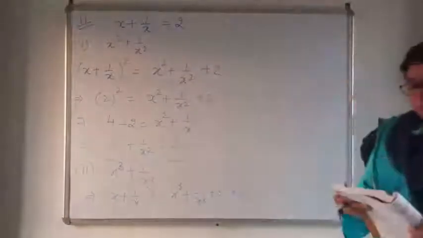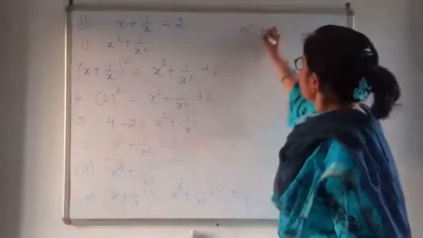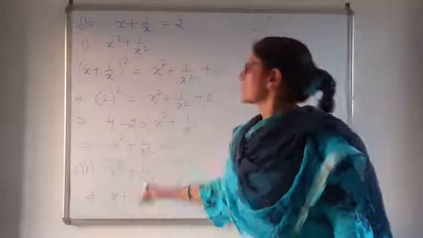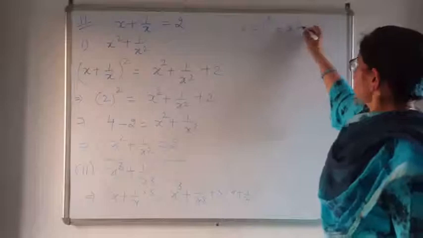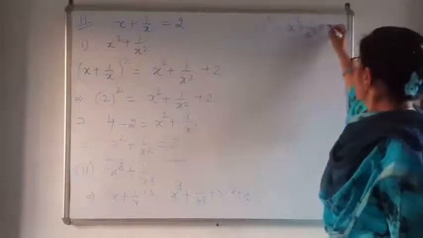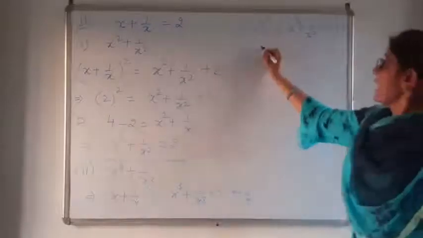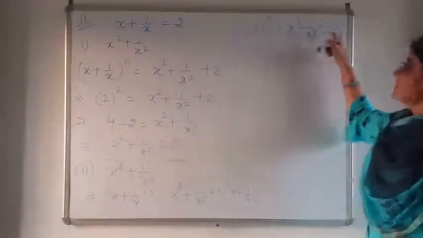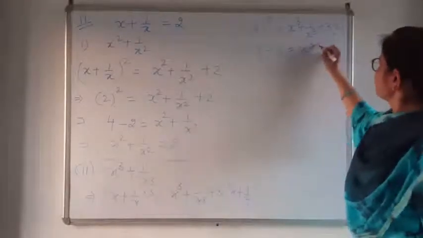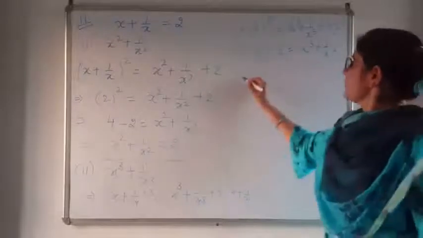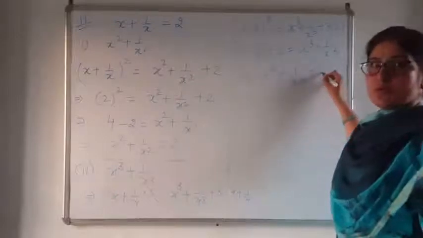So we substitute the value here. 2 cube, where x plus 1 over x we substitute as 2. 2 cube is equal to x cube plus 1 over x cube plus 3 into 2. Cube of 2 is 8, minus 3 twos are 6. It is in plus on this side, so it will come in minus. So the value of x cube plus 1 over x cube is equal to 2.